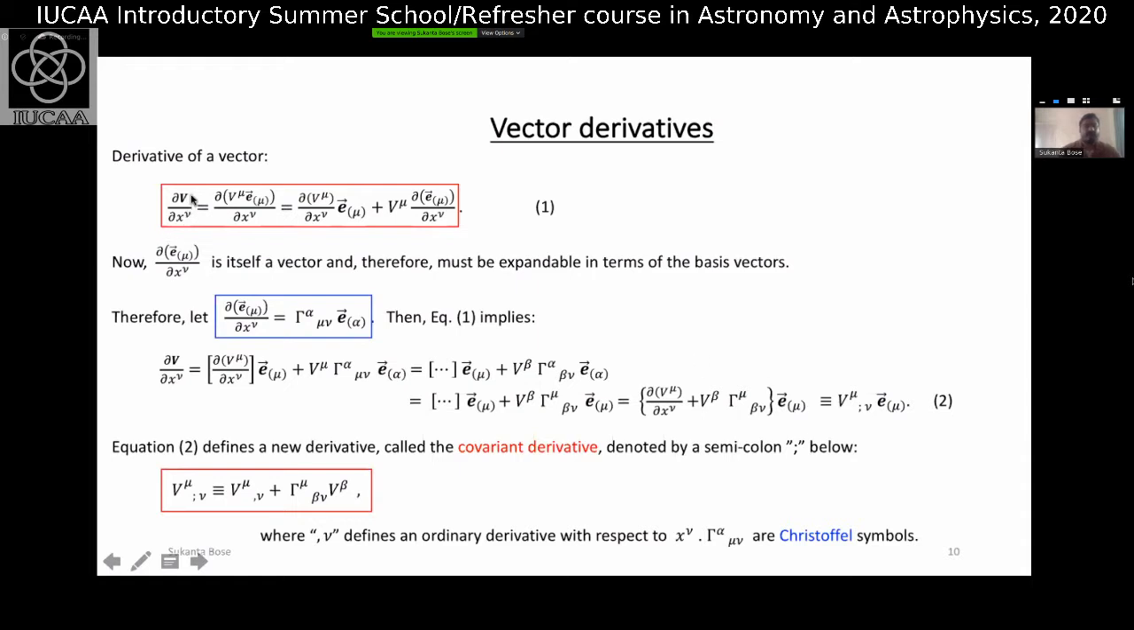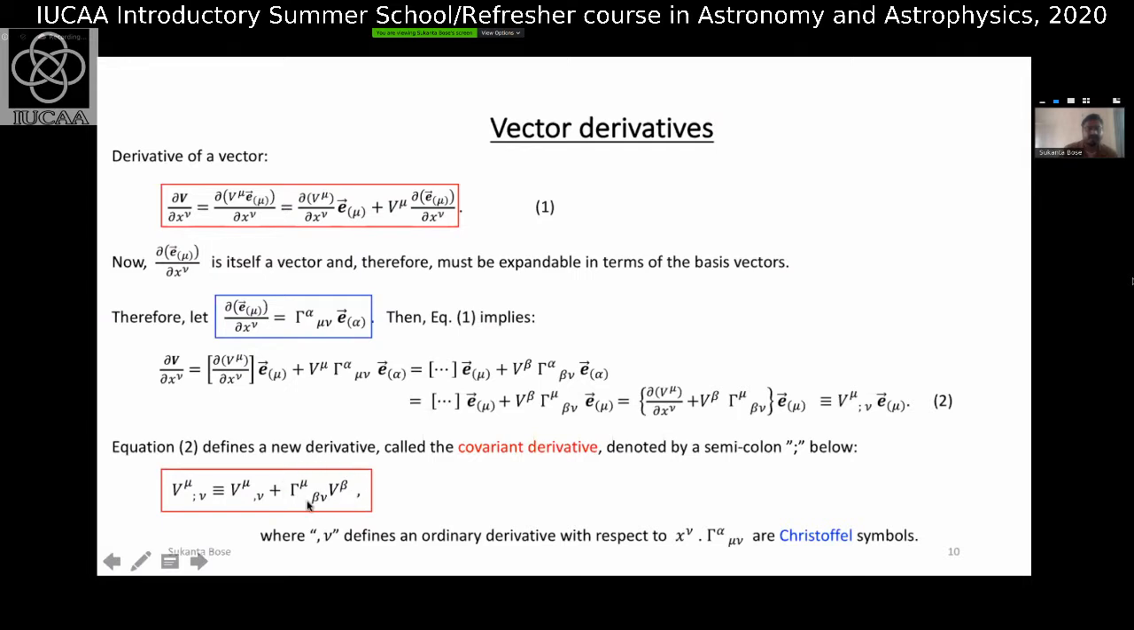This tells us that I can express the coordinate derivative of a bold-faced vector v as a linear expansion in terms of the basis vectors themselves. That is what has happened here. The curly bracket terms are then grouped as a new derivative, which is called the covariant derivative, v^μ_{;ν}. This is different from the comma ν, or the partial derivative ∂/∂x^ν. The covariant derivative of the components, v^μ semicolon ν, is defined in terms of the ordinary derivative v^μ comma ν, which is nothing but ∂v^μ/∂x^ν, plus this term containing the Christoffel symbols.